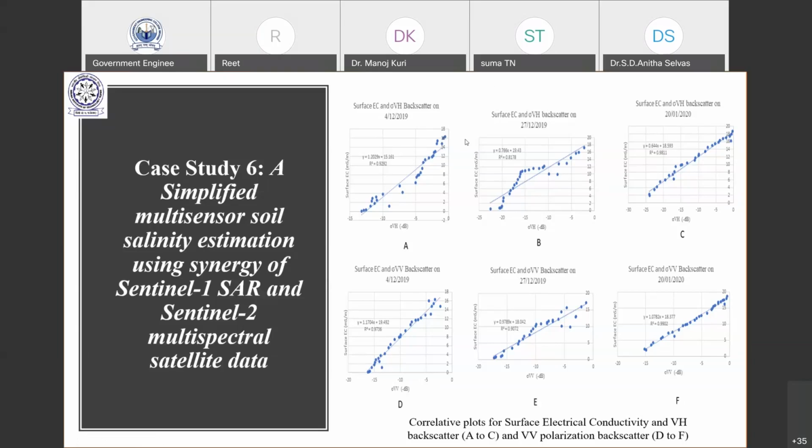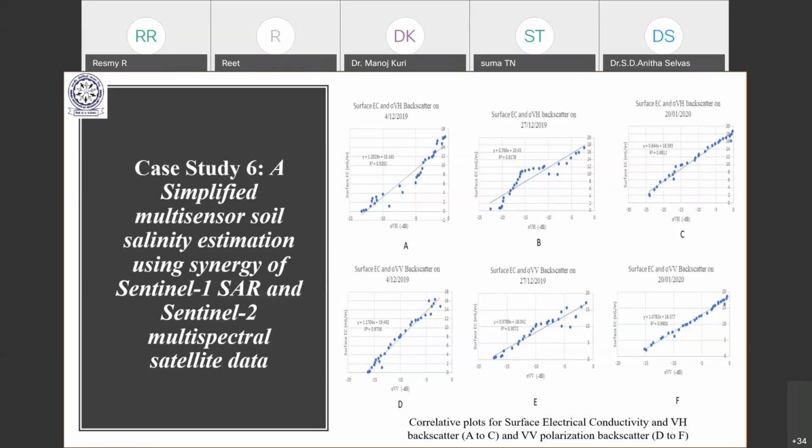You may continue. Yeah. So the sixth case study, which I will share with you briefly, is for Sentinel-1 SAR data and Sentinel-2 multispectral satellite data. We utilize these two data for finding out the electrical conductivity of the soil.